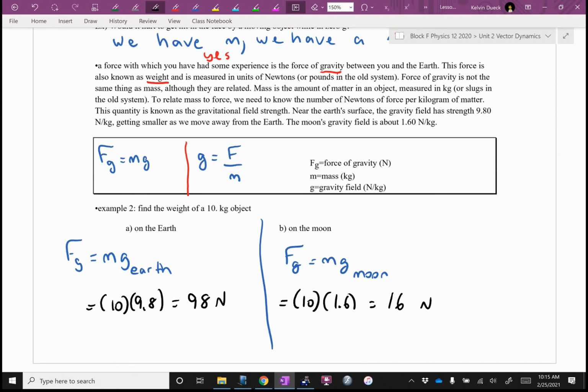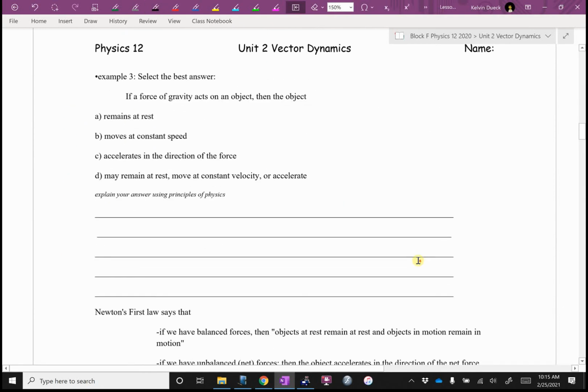Is that all right? Turn the page. We get to vote again.